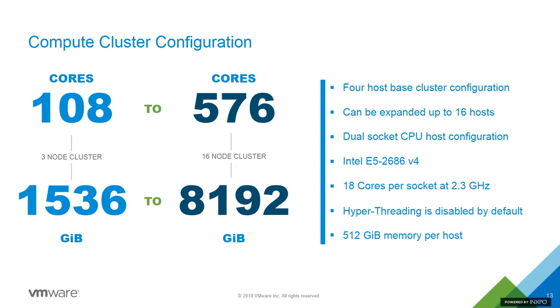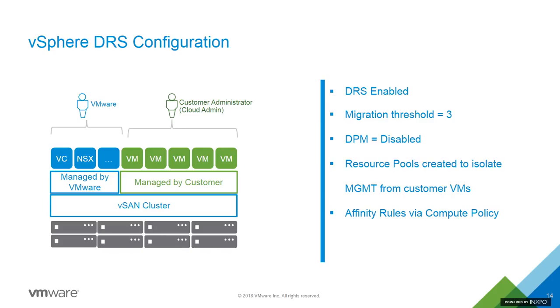So what does the cluster configuration look like? Well, if we use the 3-node cluster that we showed before, you're looking at about 108 cores and 1.5 terabytes of RAM. If we expand that all the way up to a 16-node cluster, you can see that jumps up to 576 cores and 8.2 terabytes of RAM. These are all using dual socket motherboards with Intel E5 2686 processors, and hyperthreading is actually disabled by default. And we'll get into more about the processors and memory here in just a minute.